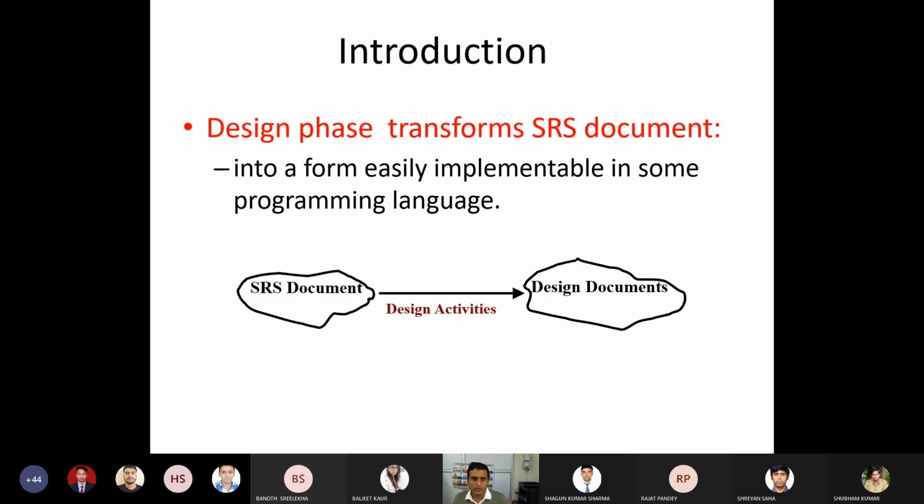Now, when I say design, what exactly does it do? Usually your design phase is going to transform the SRS document into a form which can be easily implemented using some programming language. This is what exactly we try to do, right? So ultimately, by taking this SRS document and carrying out certain design activities, we will see a design document. Okay.